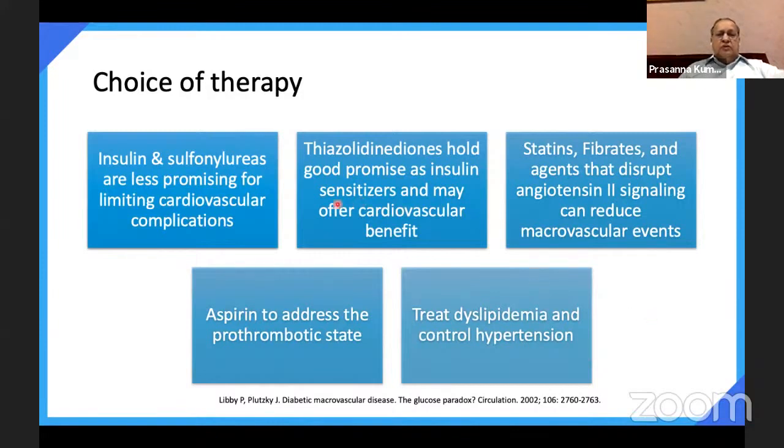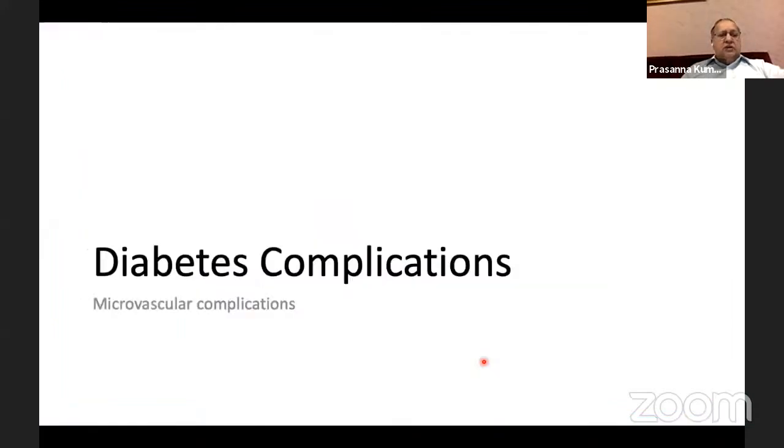Thiazolidinediones hold good promise as insulin sensitizers and may offer cardiovascular benefit, but not rosiglitazone. Then statins, fibrates, and agents that disrupt angiotensin II signaling can also reduce macrovascular complications. As you know, aspirin used judiciously in those with high cardiovascular risk can reduce the macrovascular disease. Most important, treat hypertension and cholesterol. I am repeating this because it is very important, not just diabetes.